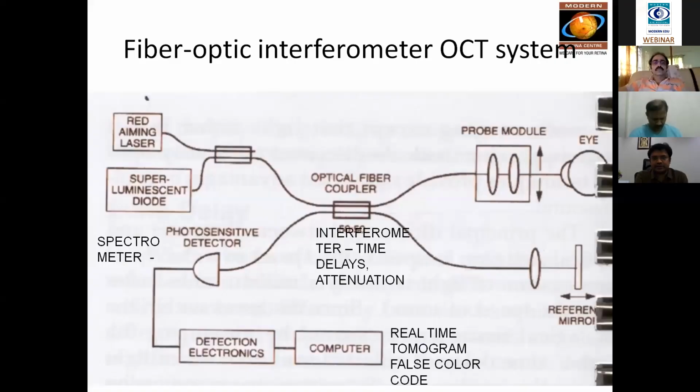How an OCT system will work. Basically, there is a superluminescent diode source in an OCT machine. This superluminescent diode produces 820 nanometers near infrared light. The near infrared light from the superluminescent diode then passes through a coupler in the center. The purpose of the coupler is to split the light source into two halves.